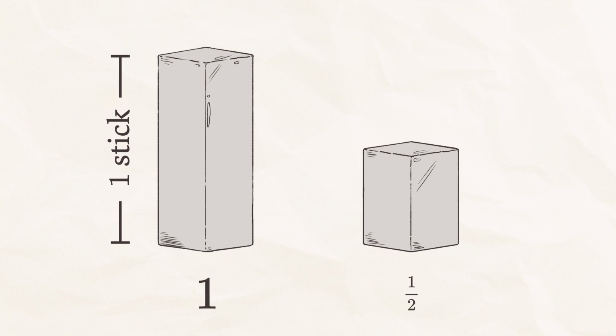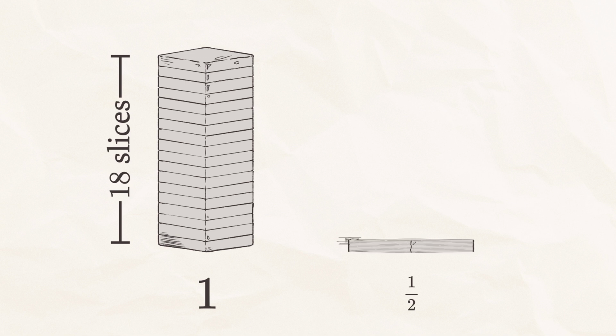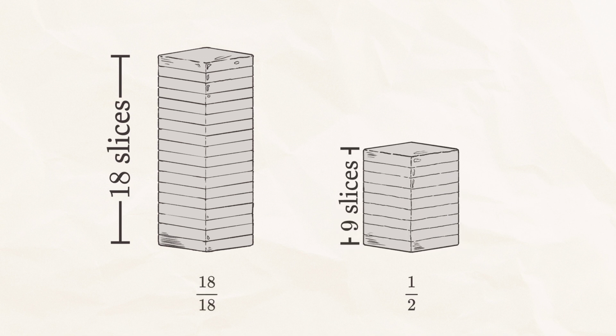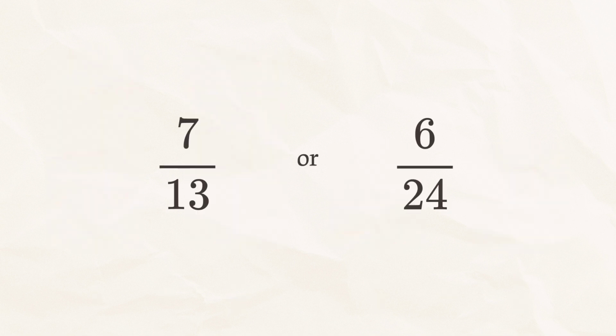Here we have a stick of butter and half a stick of butter. We can slice the whole stick into 18 slices and the half stick into 9 slices, making them 18/18 and 9/18. But it's still the same amount of butter. That is pretty easy to see when we're talking about a whole something or a half of something. But what if we're dealing with a fraction that is less easy to wrap our head around? Say 7/13 or 6/24. How can we find a simpler way of expressing these fractions? Or is there even a simpler way to say these fractions?